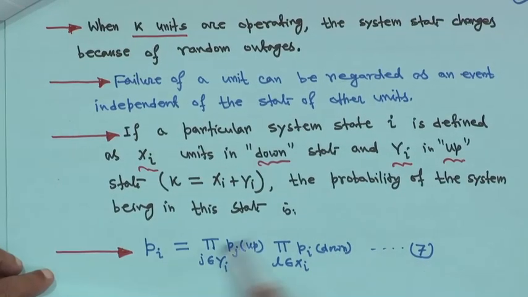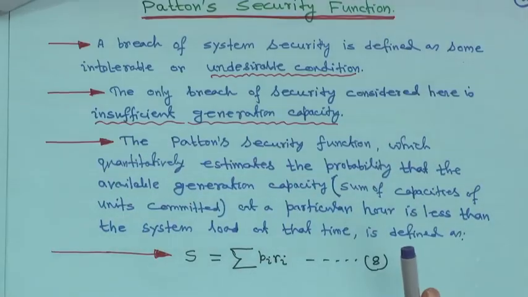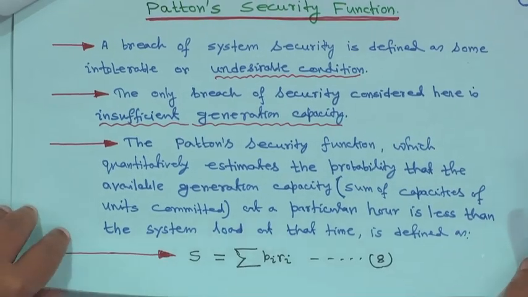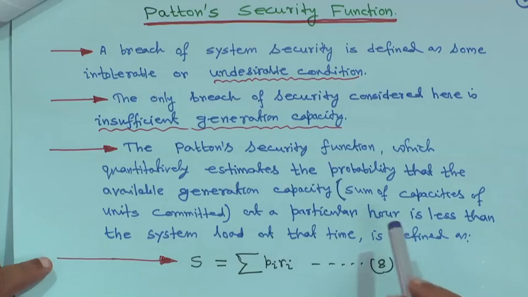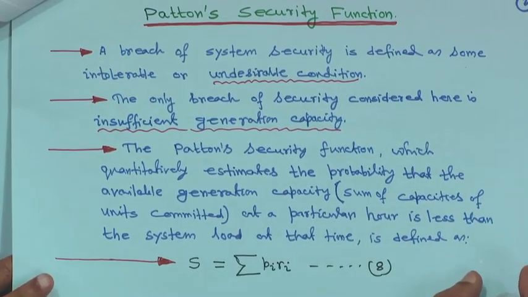This is equation 7. This is a product. It looks like a probability, and a product is a very simple thing. So now, the pattern security function. Many things we will assume here and just explain, and with completing this, we will complete the unit commitment and this course.